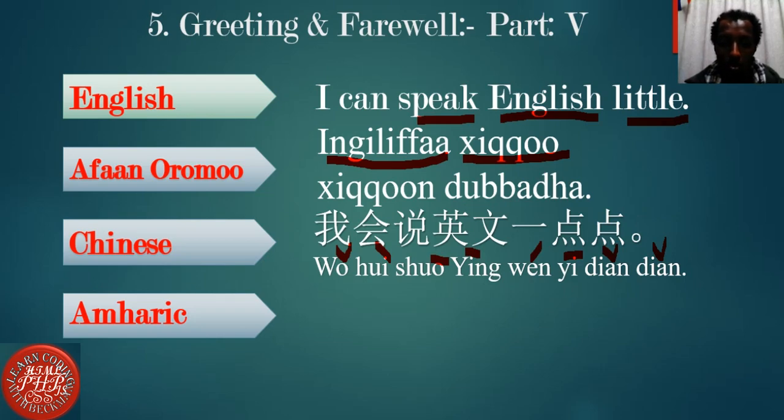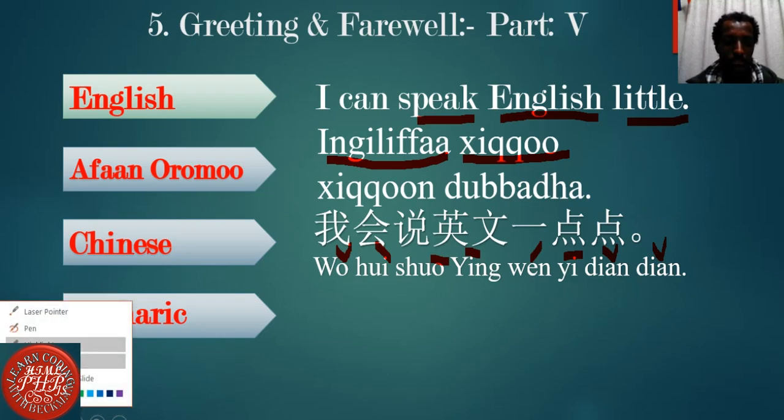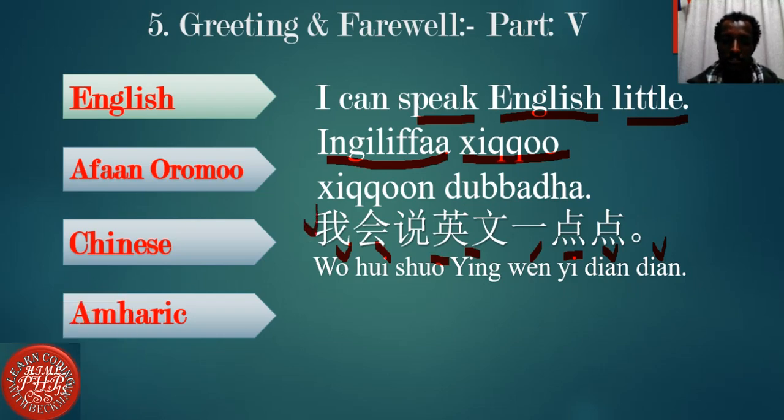Let me clear this one. 我 means I, this character. 会 is this character. 说 is this character. 英文 means English; the pinyin is this one, and the Chinese character is this one. 一点点 means a little bit, and the pinyin is here. So 我会说英文一点点 means in Chinese, I can speak English a little.